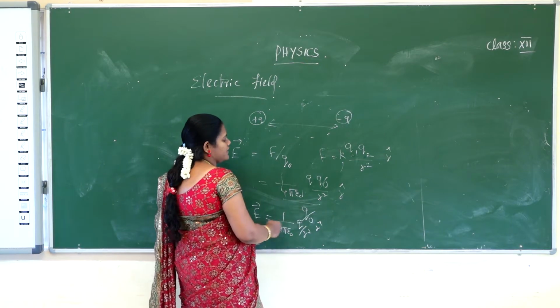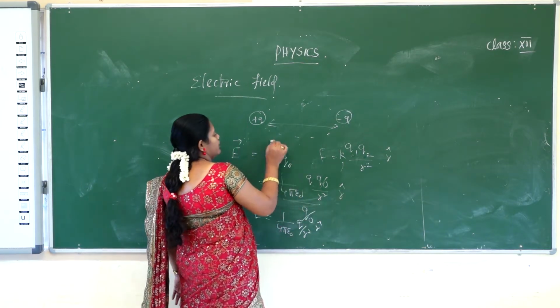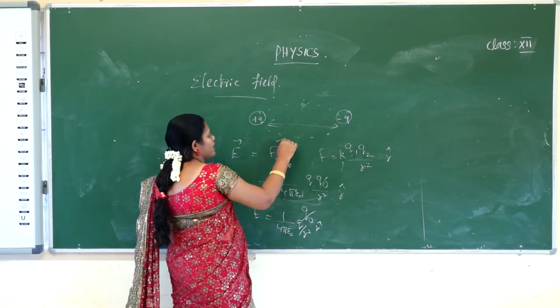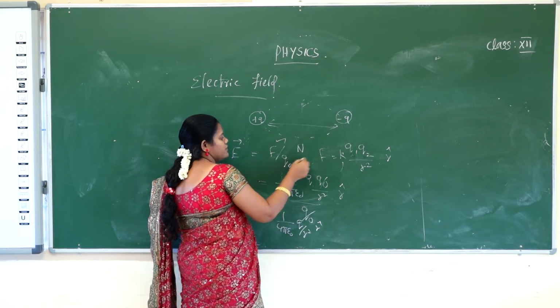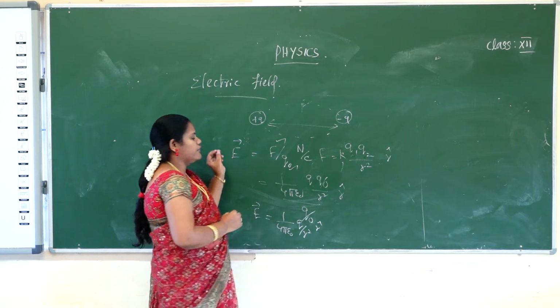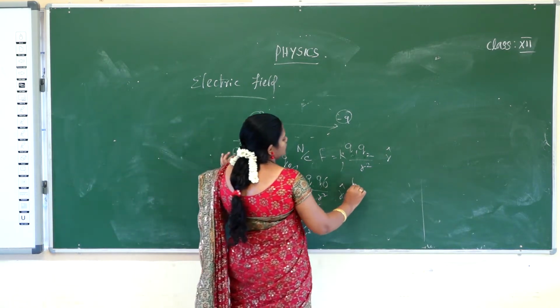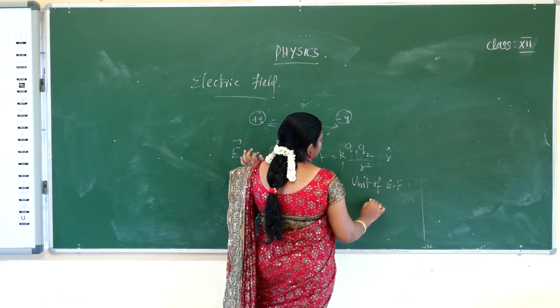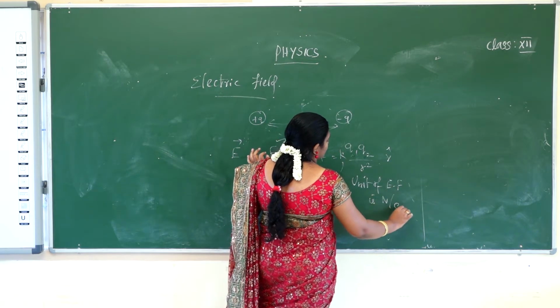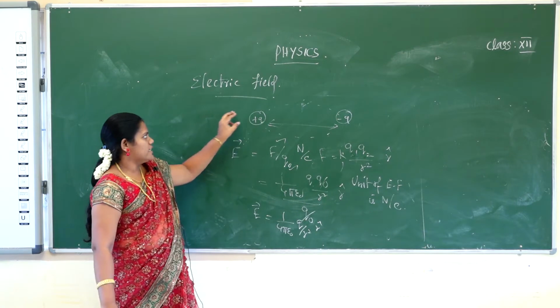What's the unit of electric field? Unit of electric field is force by charge. What's the unit of force? That is Newton. What's the unit of charge? That is Coulomb. So the unit of electric field is Newton per Coulomb. So what is electric field?